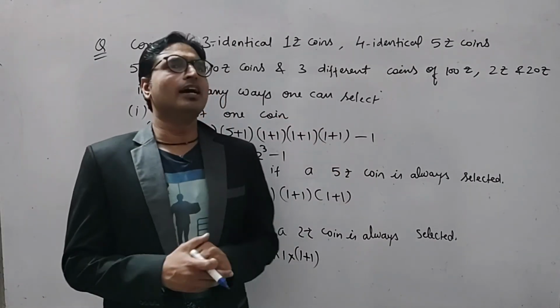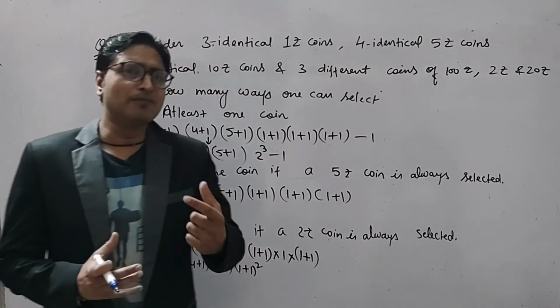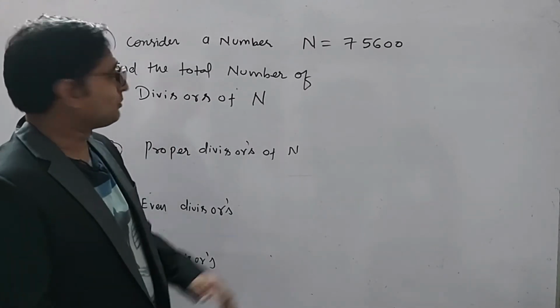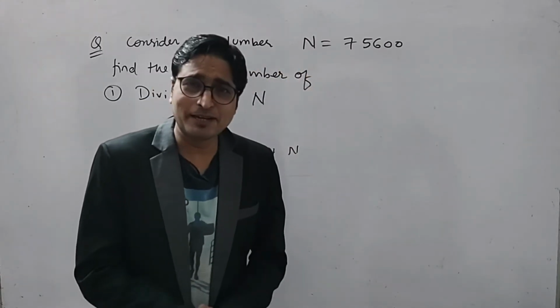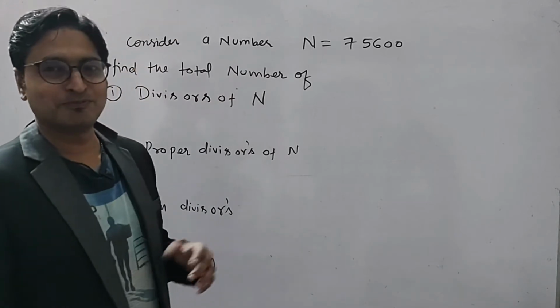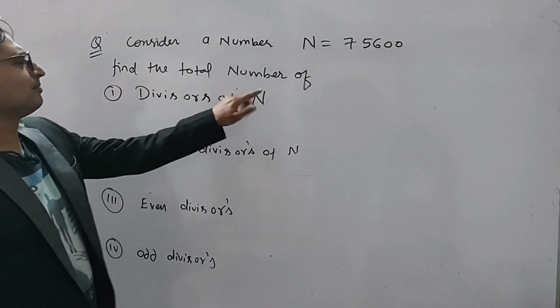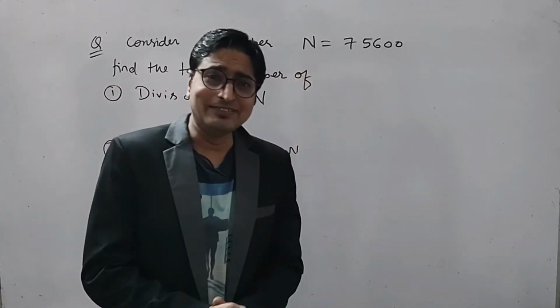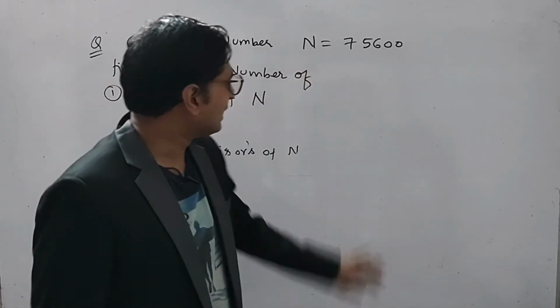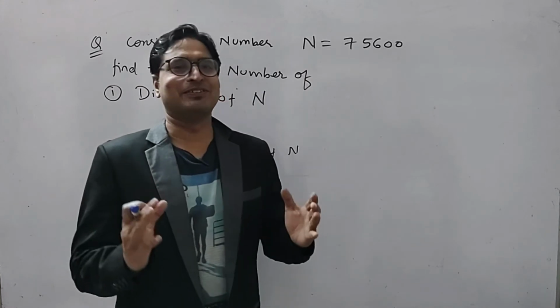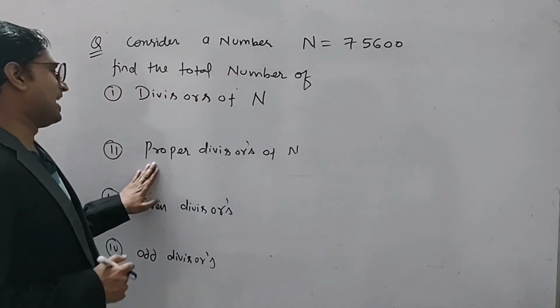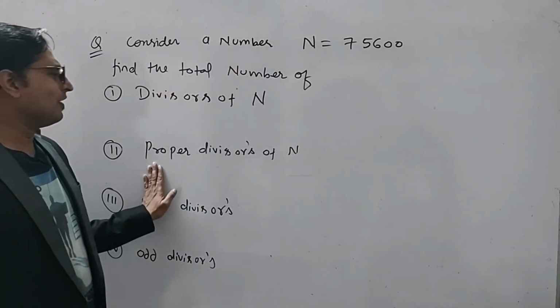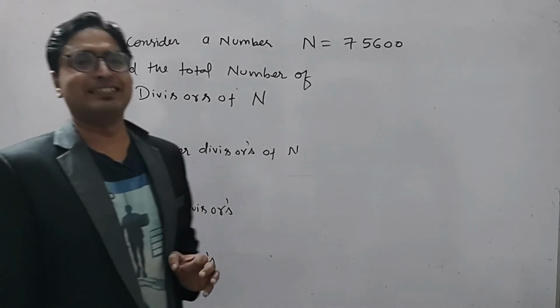And now we will move ahead towards the number problem. Now in this problem, consider this number 75600. Find the total number of divisors of n. You have to find all the divisors of this number n, where n means 75600. And in the second part, you have to find all proper divisors.